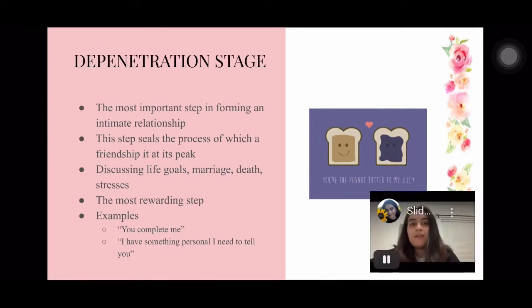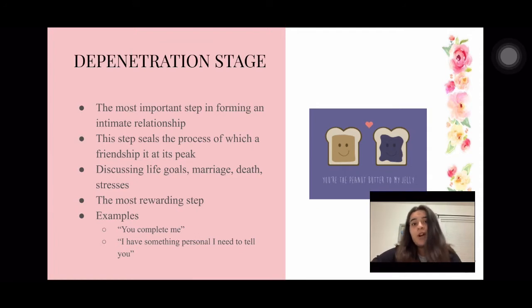Lastly, we have the depenetration stage, which is the most important step to develop an intimate relationship. So maybe with a partner, boyfriend, girlfriend. People, as they mature, start developing more of these, and eventually you want to find your last one to get married, if you want to get married.